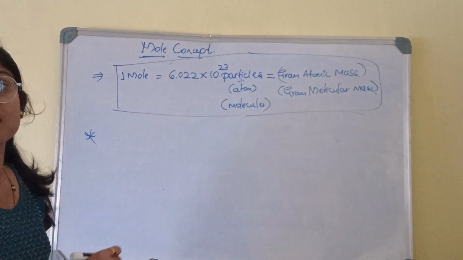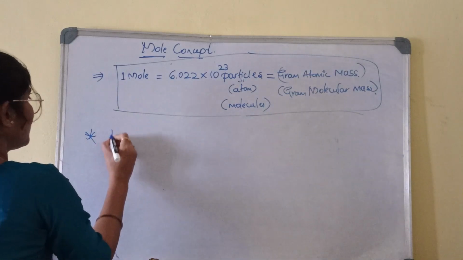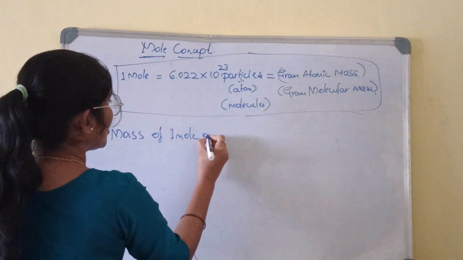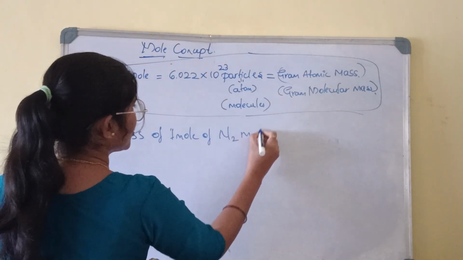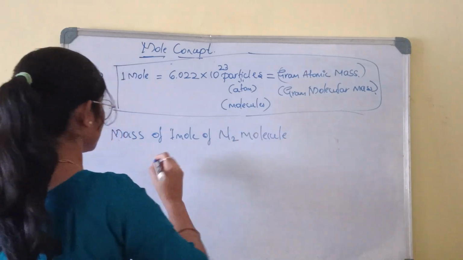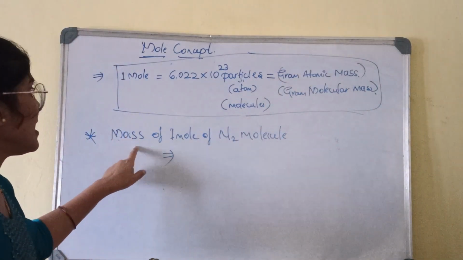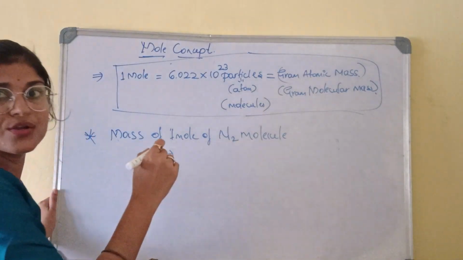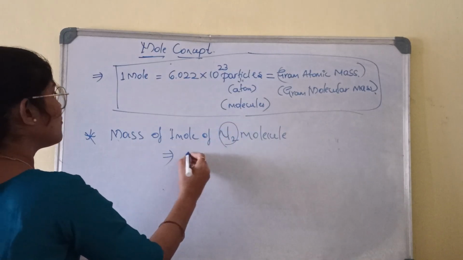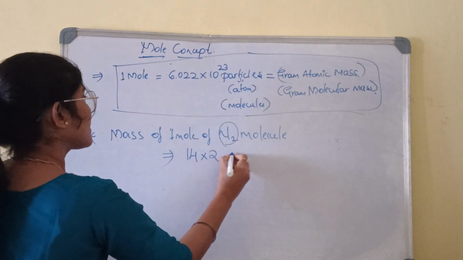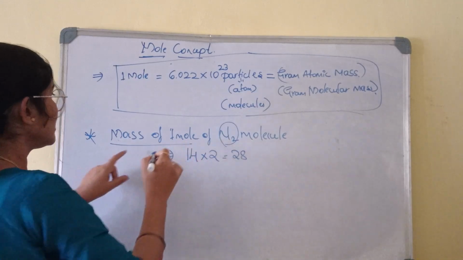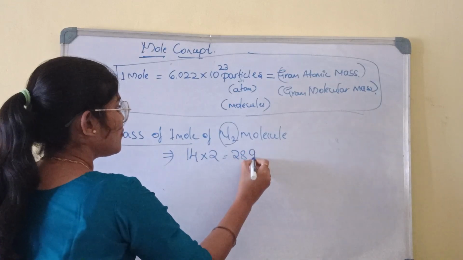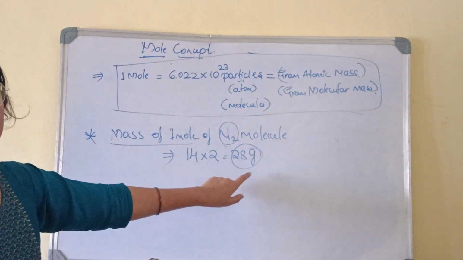Example: what is the mass of 1 mole of nitrogen molecules? Nitrogen atomic mass is 14, and we have 2 nitrogen atoms, so 14 into 2 is 28. Since it is the mass of 1 mole, it is gram molecular mass, so it is represented as 28 gram.